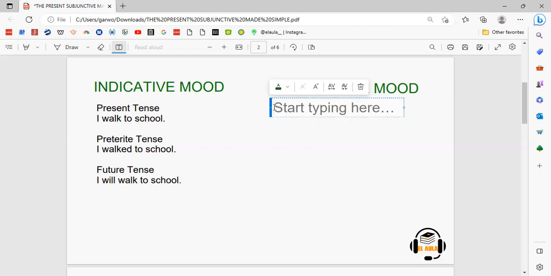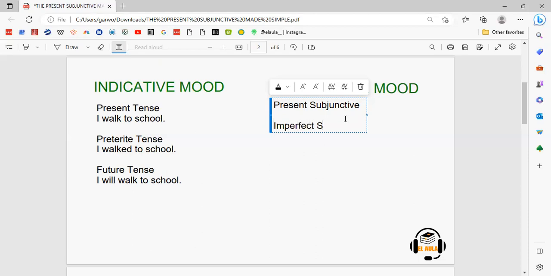Same thing with a recommendation. We can suggest that someone do something, doesn't necessarily have to happen. And then with doubt, there's just clearly uncertainty, right? We're doubting, we're uncertain of what we are saying. So the form of the subjunctive that we're going to be looking at today is the present subjunctive. Of course, there are other forms like the imperfect subjunctive, but for the context of this tutorial, we're focusing on the present subjunctive.